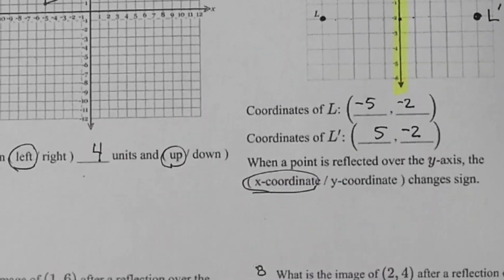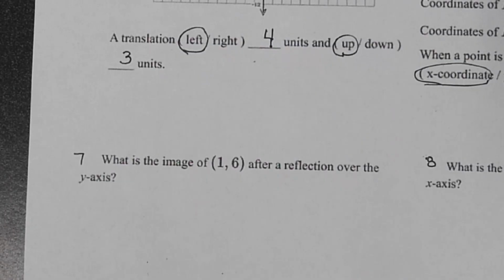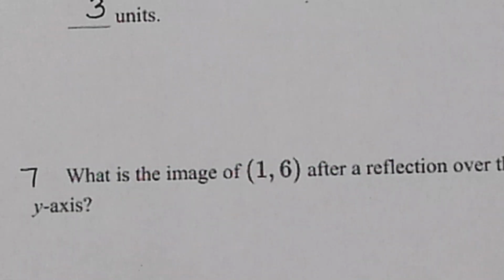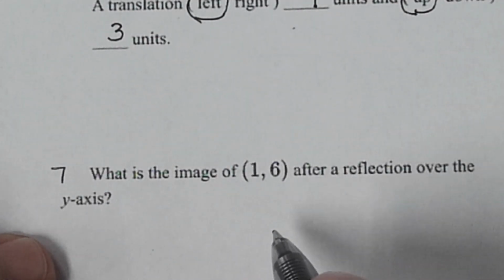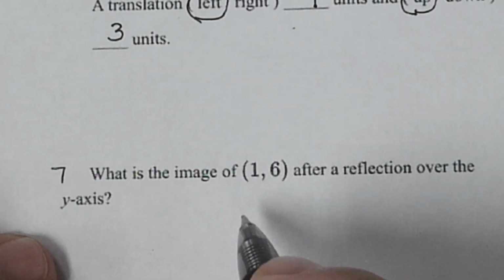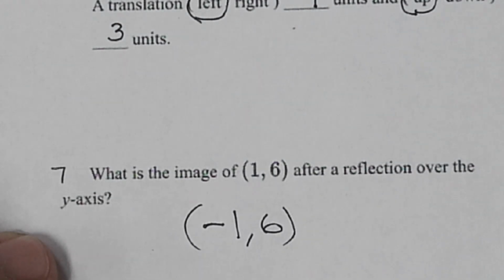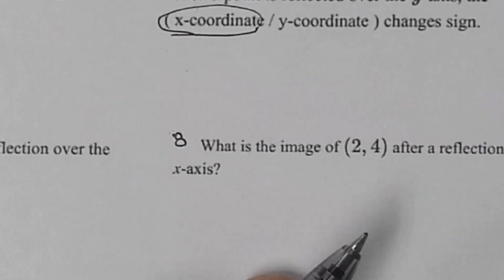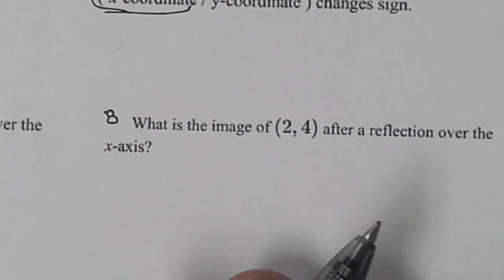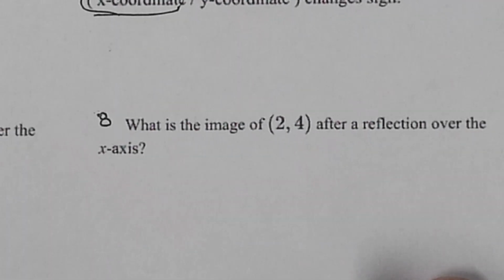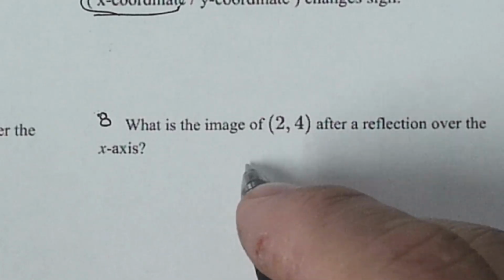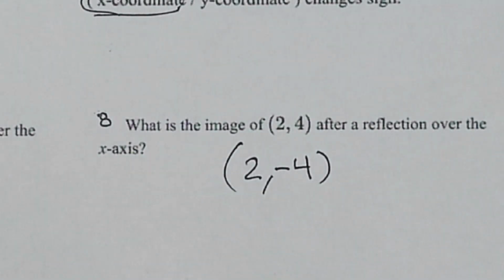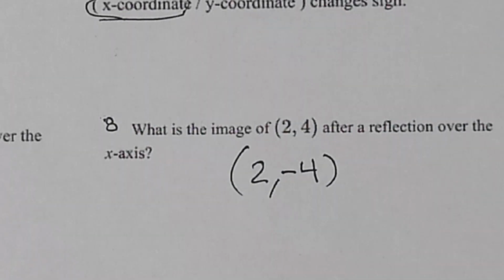Let's go back into the problems now in the worksheet. Number 7. What is the image of (1, 6) after a reflection over the y-axis? Well, remember the rules. The y-axis, look back at your notes. It means change the x, but leave the y alone. And so there's our answer for that one. For number 8, what is the image of (2, 4) after reflection over the x-axis? Well, if I look over the x-axis, remember the x-axis is sideways, so it changes up and down. So the x stays the same, it's the y that goes opposite. Or in other words, (x, -y).